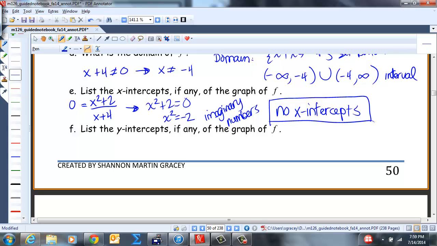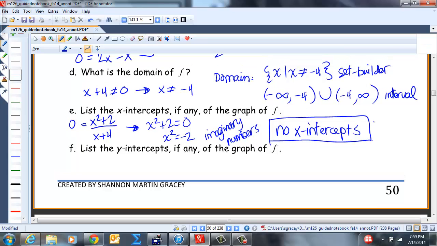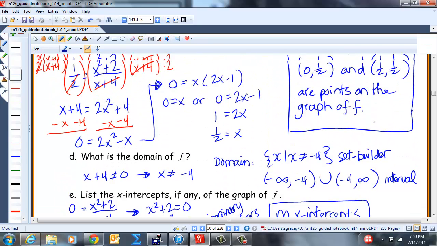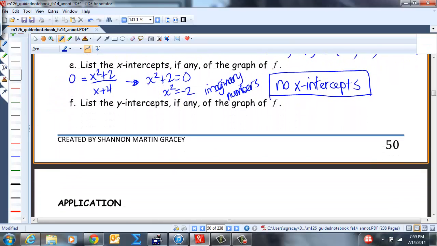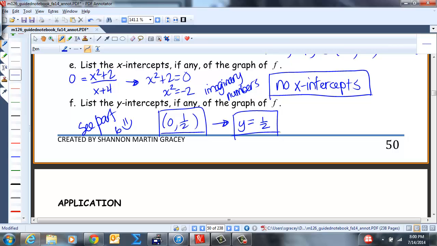Okay, list the y-intercepts, if any. The y-intercepts occur when x is 0, and didn't we already solve that? See up here, if x is 0, what is f of x? We solved that in part B. So the y-intercept occurred at (0, 1/2). Remember, in MathXL, it would just say y equals 1/2, or in MyMathLab.